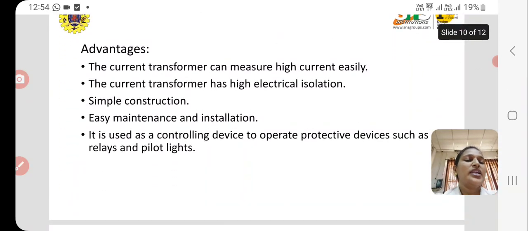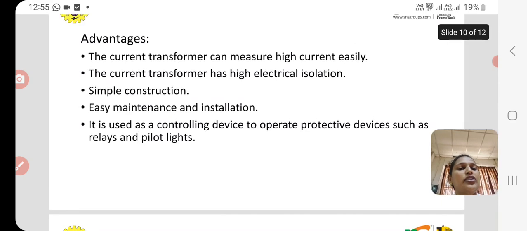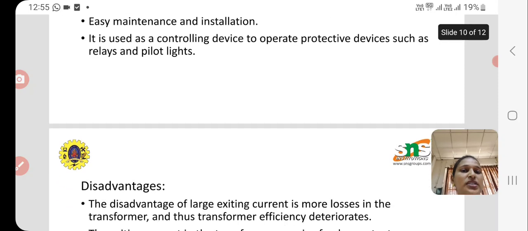The main advantage is that it measures high current easily and has high electrical isolation. It separates the high power area from the measuring side, so it provides isolation. The construction is very simple, hence it is easy to maintain and install. It is also used as a controlling device to provide protection to the circuits.